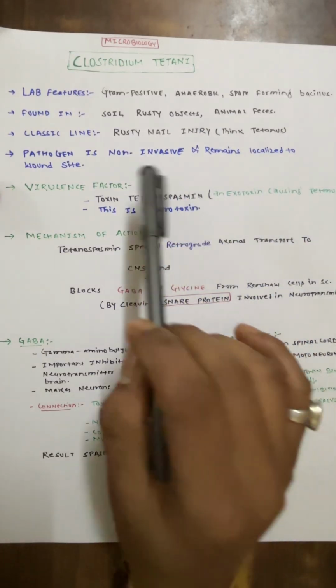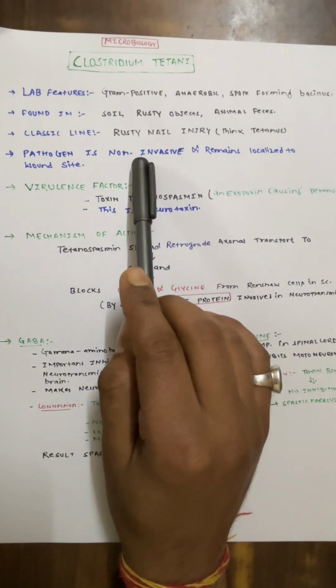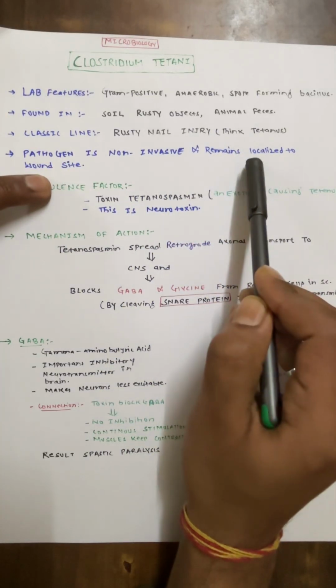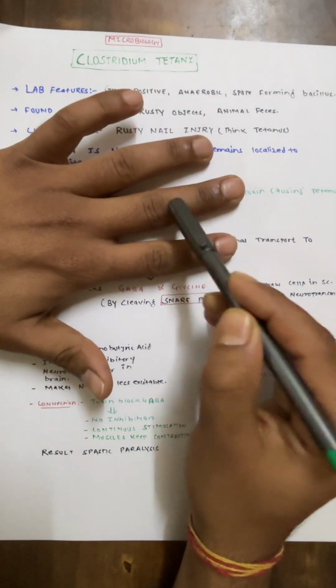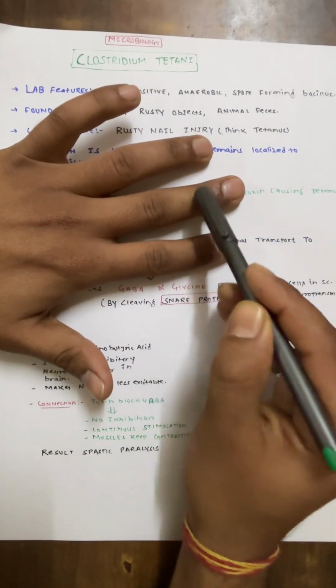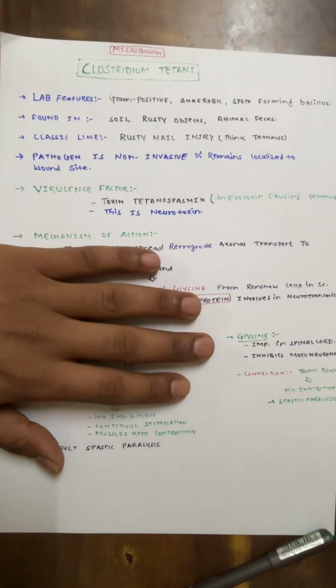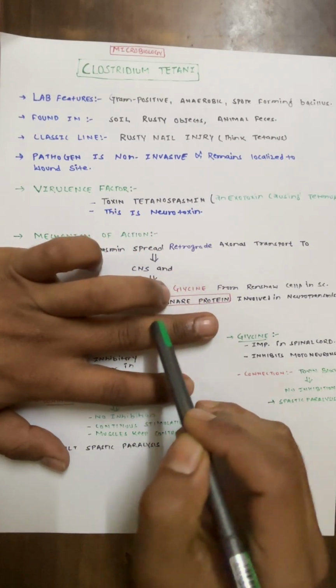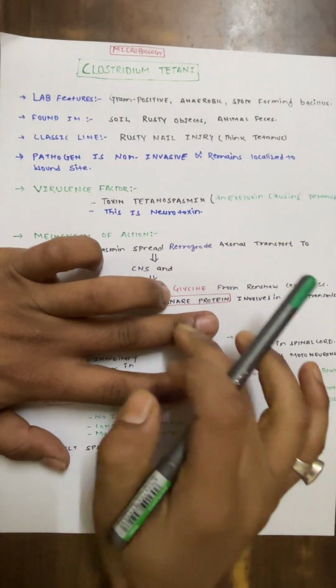Actually the pathogen, Clostridium tetani, is non-invasive. It remains localized to the wound site. Suppose here is the wound, then the pathogen will remain localized at the wound site.